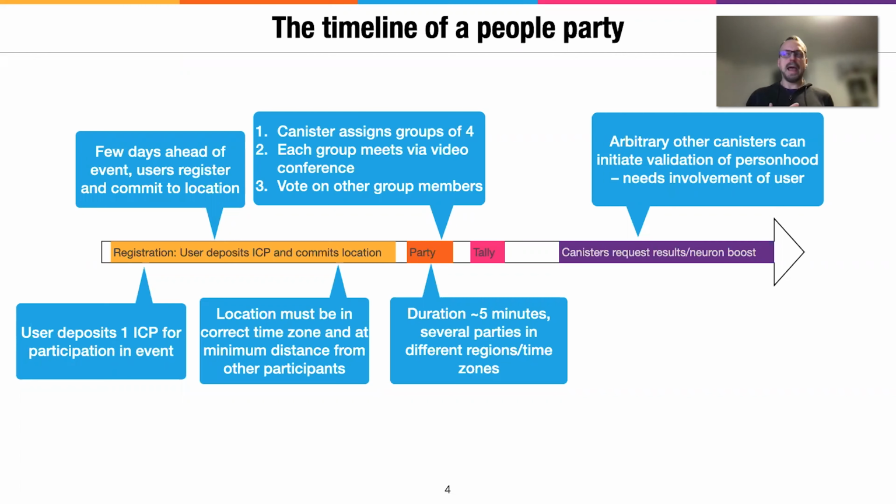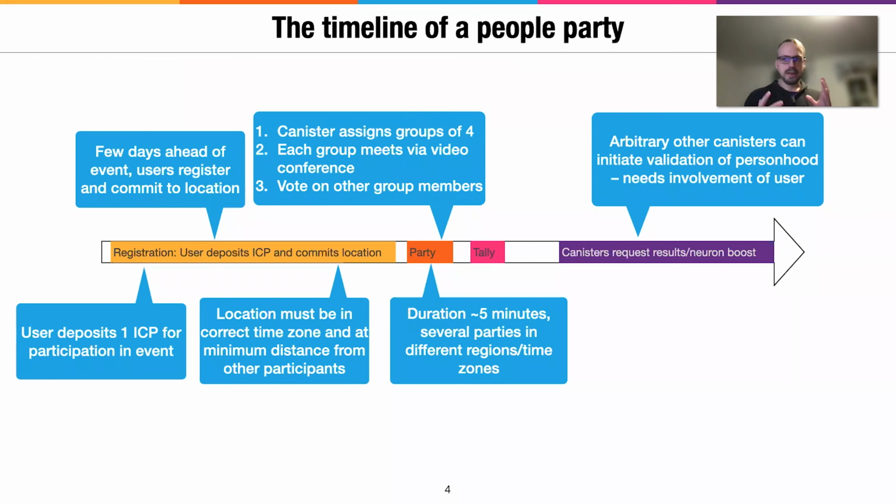And a few days ahead of the published date and time of that people party, the user would have to commit to a certain location that they will be at during the time of the party. The party itself will take like 5 minutes. It's one specific point in time, and the user has to choose that place.